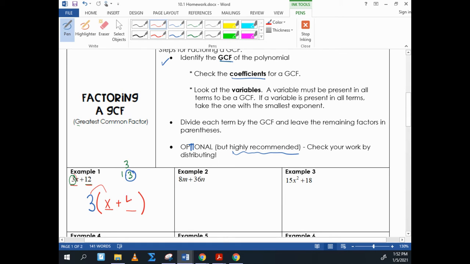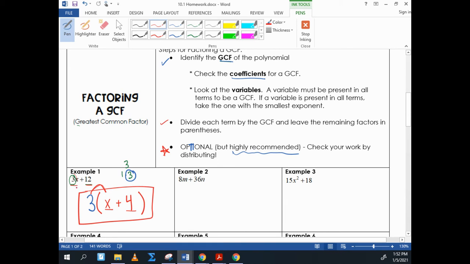Well, 3 times 4 gives me 12. And this is my answer. That is the factored form of 3x plus 12. Now, again, this is a nice thing to do. It is optional, but go ahead and factor and distribute and make sure you get back.